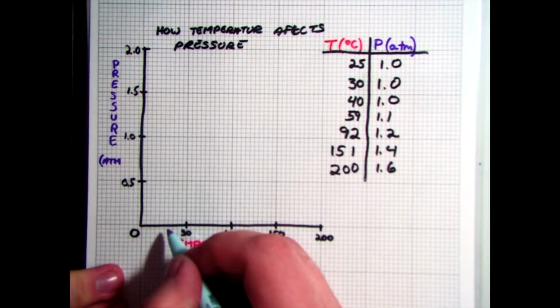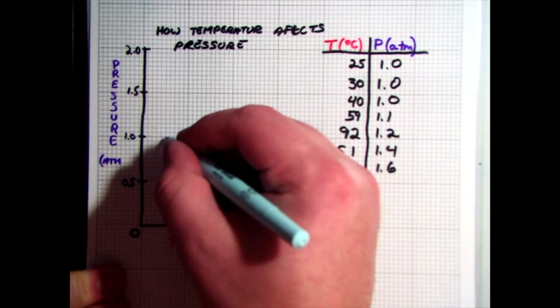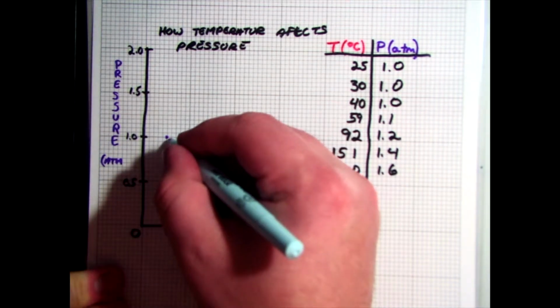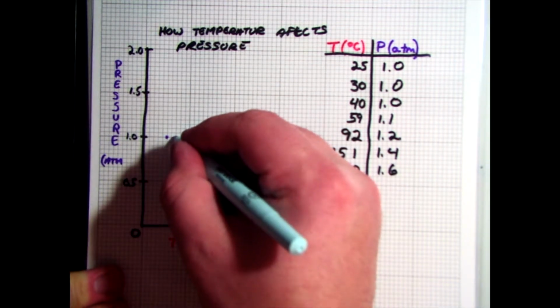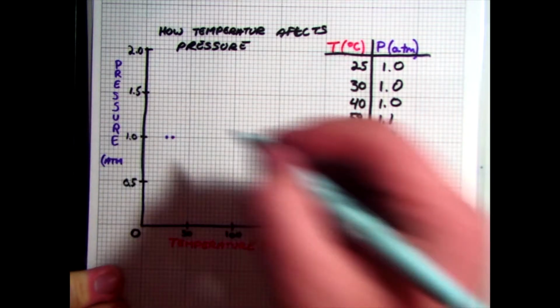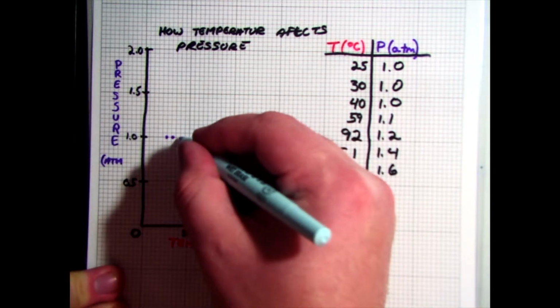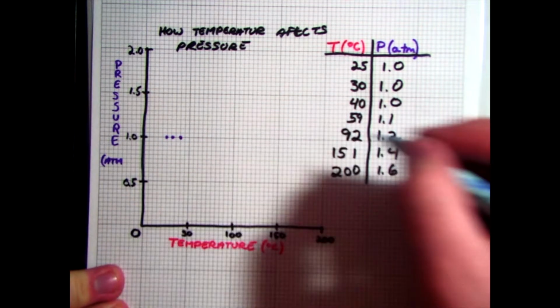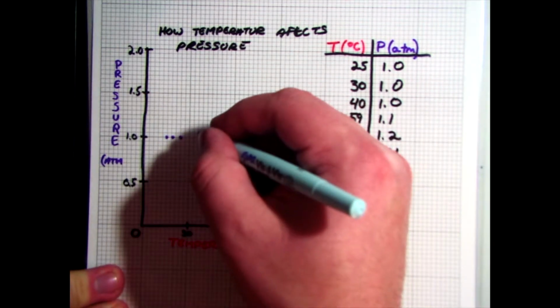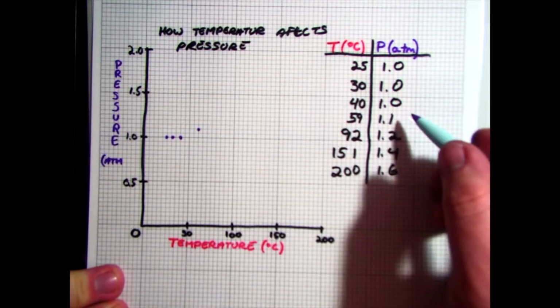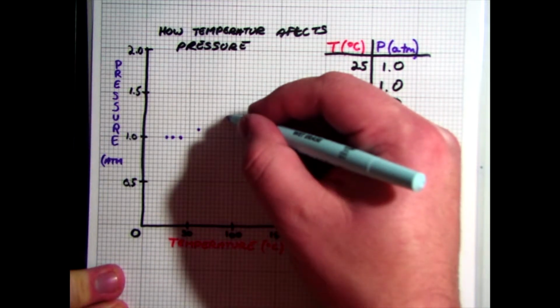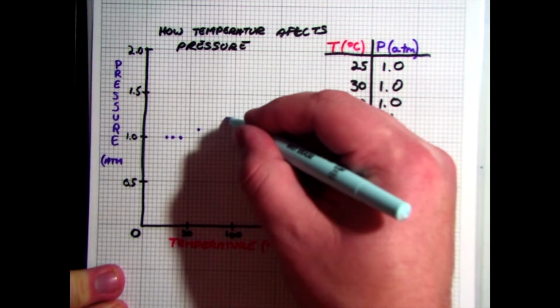From here, it just becomes a matter of putting the data points in the correct position. So 25 degrees and 1 atmosphere, 30 degrees, also 1 atmosphere. Same way with 40. Now at 59, we're starting to jump up to 1.1, so that's going to be about here. And then 92 degrees, that's going to be 1.2, so right about that looks good.